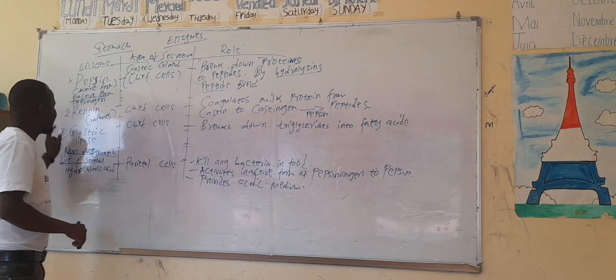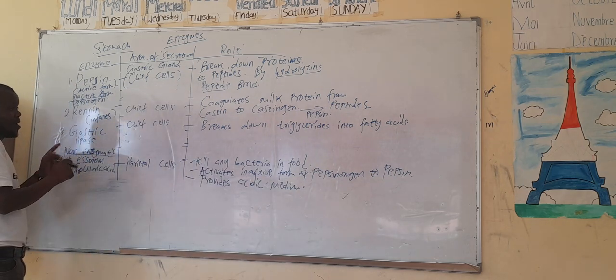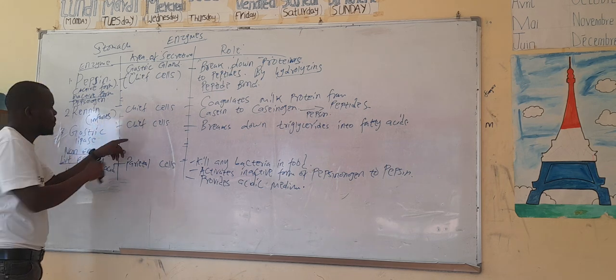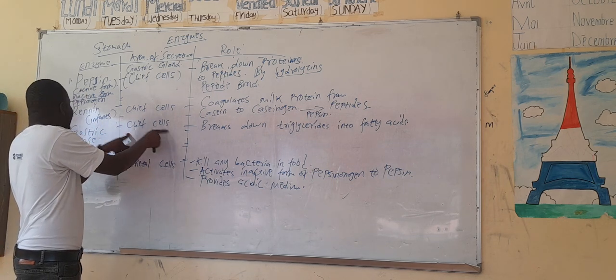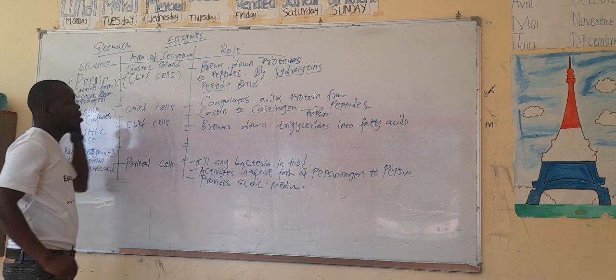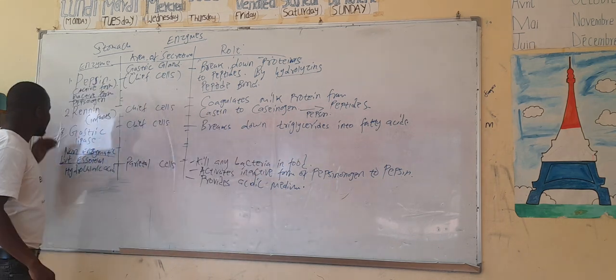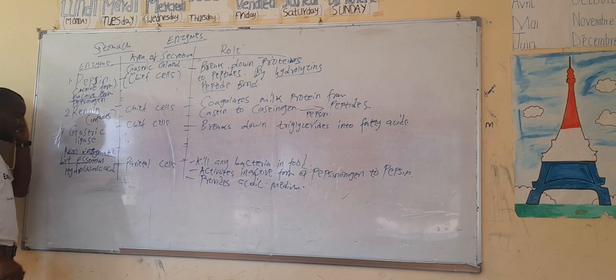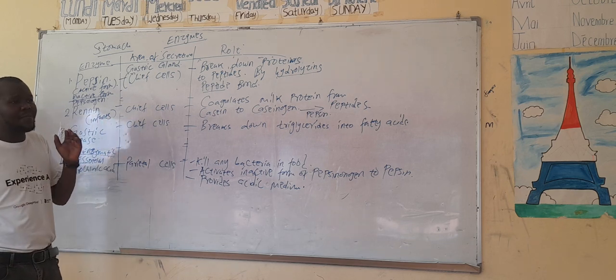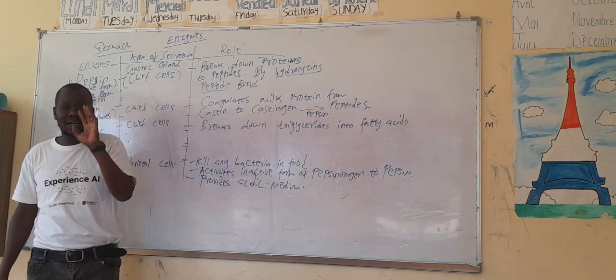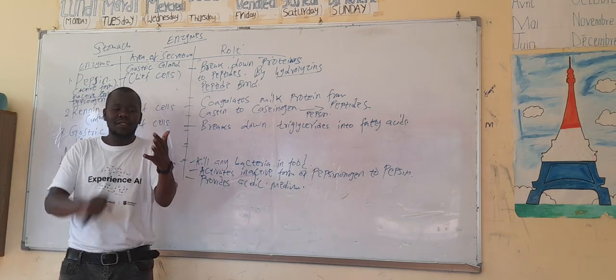Number three, we have the gastric lipase. It's not the main one, since the main breakdown of lipids will be in the duodenum. The gastric lipase will break down triglycerides into fatty acids. Then next we have the non-enzymatic but essential one in the stomach, hydrochloric acid.